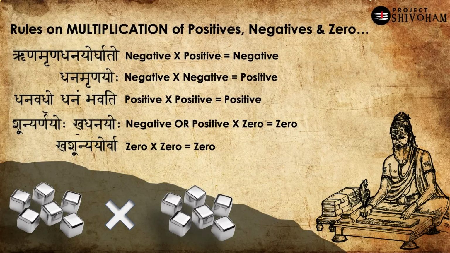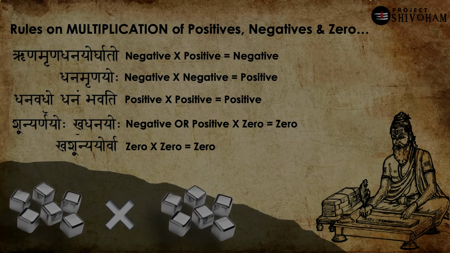Up next we have the rules on multiplication. For instance, if you see the second one, dhanam runayoh, which means negative multiplied by negative results in positive. The immediate next one, dhanavadau dhanam bhavati, positive multiplied by positive results in positive, and so on.